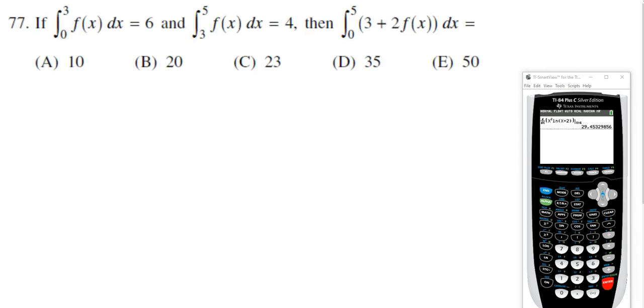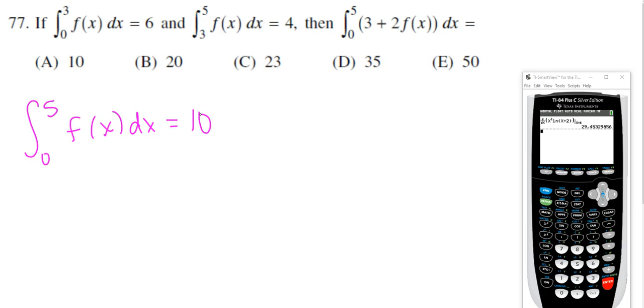Question 77. We've got the integral from 0 to 3 of f of x is 6, and then from 3 to 5 is 4. So if you think of that kind of as area, then we know that the integral from 0 to 5 of f of x dx is 6 plus 4, which is 10. We want the integral of the quantity 3 plus 2 f of x dx.